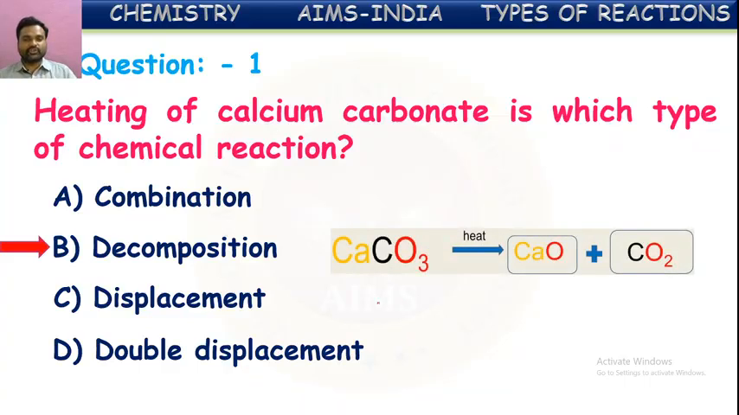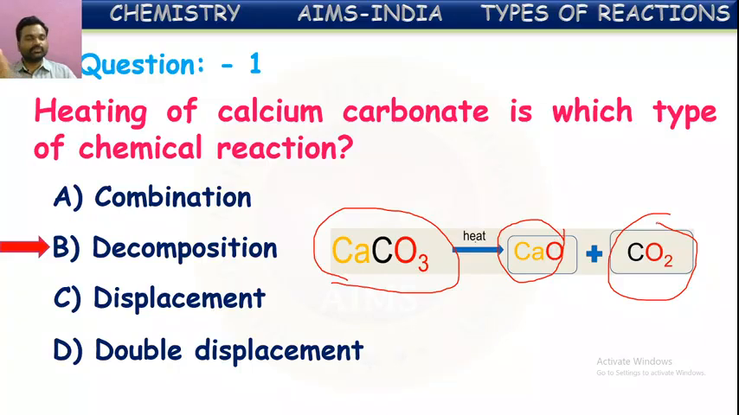In the equation, calcium carbonate is a compound. On heating, it forms calcium oxide and carbon dioxide, two simpler substances. So one compound splits into two or more simpler substances. It is a chemical decomposition reaction. It is also called thermal decomposition, because this decomposition is happening in the presence of heat. So B is the correct answer for this.